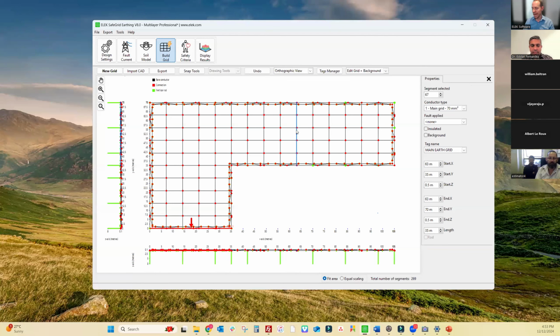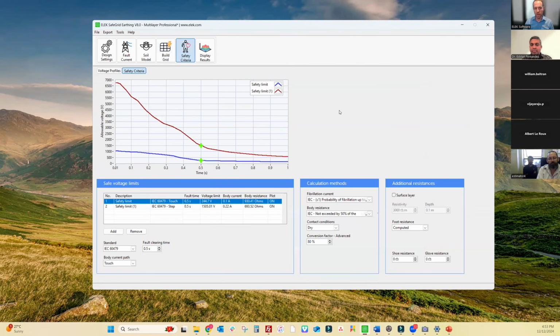This is sort of a CAD system. You can also import your earthing system from AutoCAD or any other drafting software. You can modify the system. You can add rods. You can model grids in 3D. The grids don't have to be connected. You can model very complex systems.